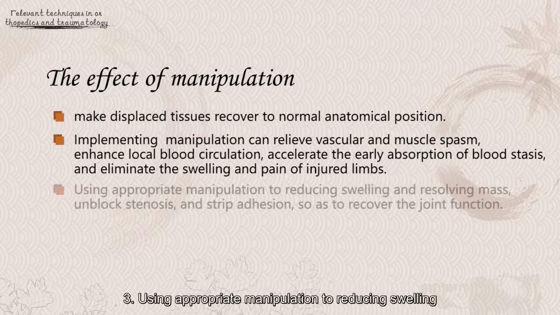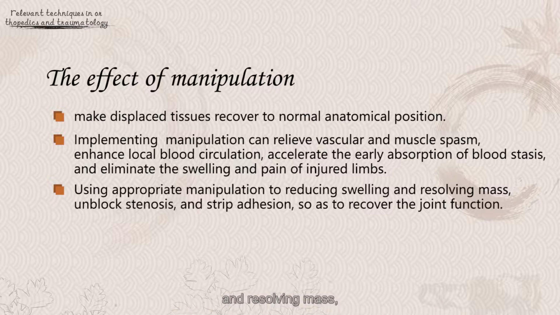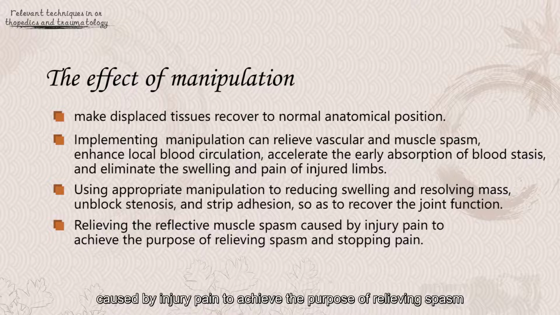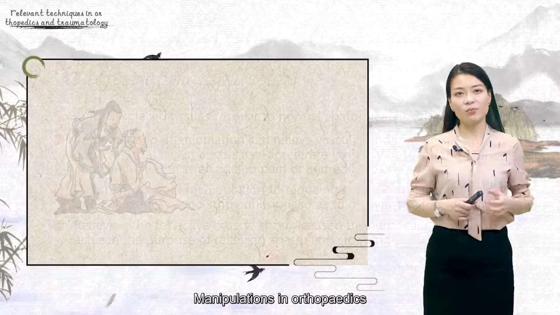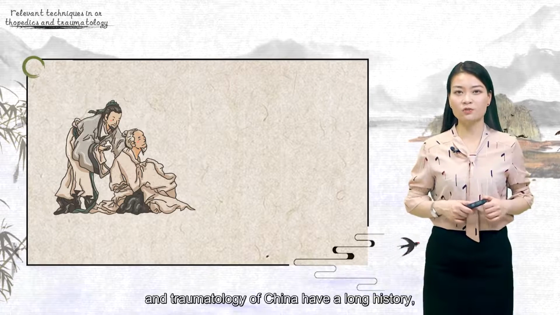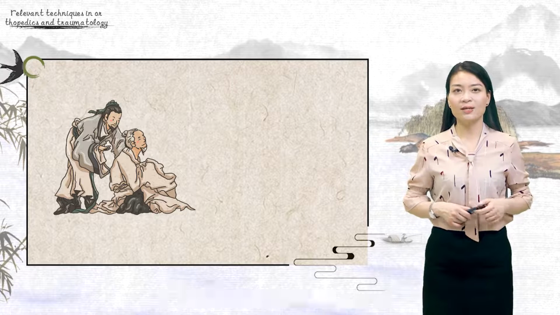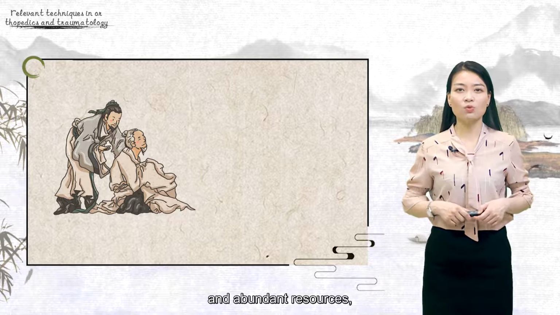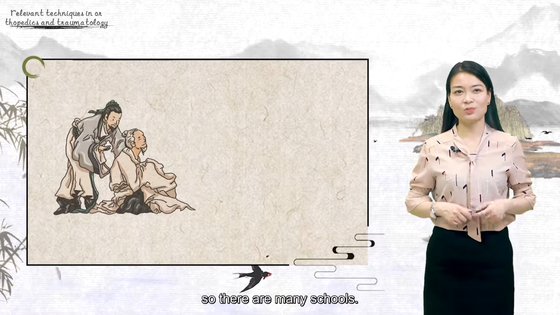The third, using appropriate manipulation to reduce swelling and resolve mass, unblock stenosis, and strip adhesion so as to recover the joint function. The fourth, relieving the reflective muscle spasms caused by injury pain to achieve the purpose of relieving spasms and stopping pain. Manipulation in orthopedics and traumatology of China has a long history, and China has a vast territory and abundant resources, so there are many schools.